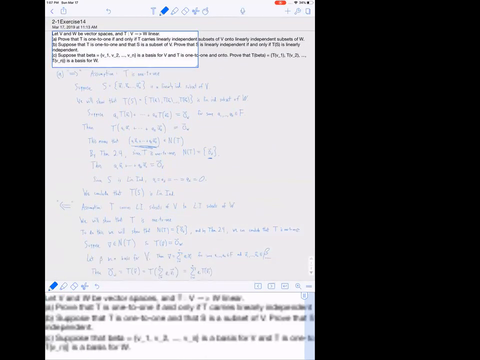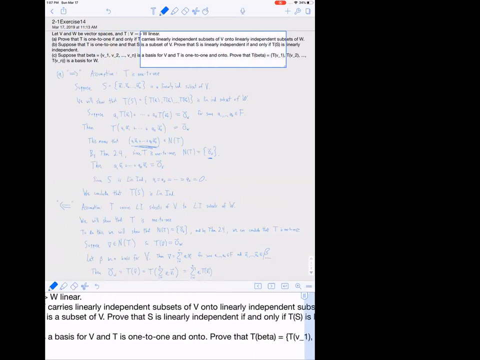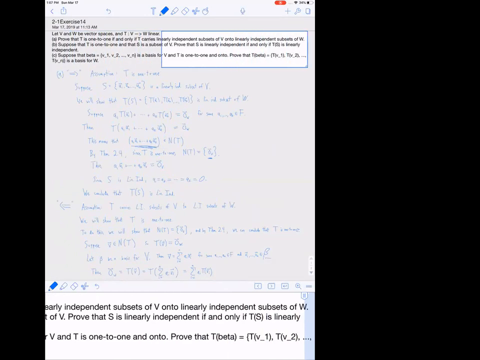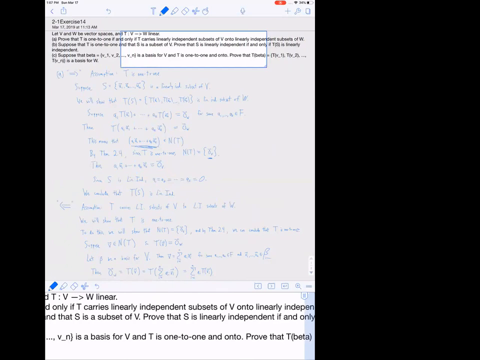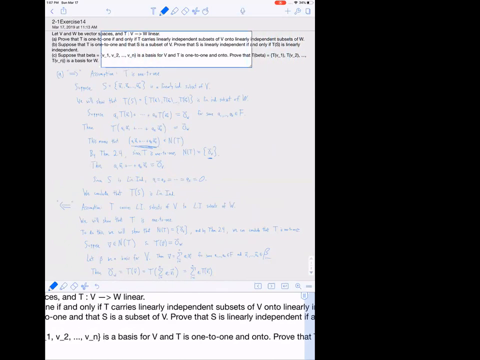So that proves part A, that if T is 1-to-1, then T carries linearly independent subsets of V to linearly independent subsets of W, and vice versa, that if T carries linearly independent subsets of V to linearly independent subsets of W, then T is 1-to-1.